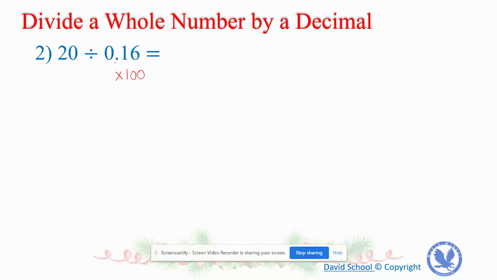Whenever we multiply the divisor by any base 10 number, we have to multiply the dividend also by the same number. That is the rule. So 20 times 100 is 2000, divided by 0 and 16 hundredths times 100. Ignore the decimal and multiply. 16 times 100 is 1600. Now place the decimal. After the decimal, there are two digits, so place the decimal exactly in between 6 and 0. You can cancel these zeros. So we got 16.